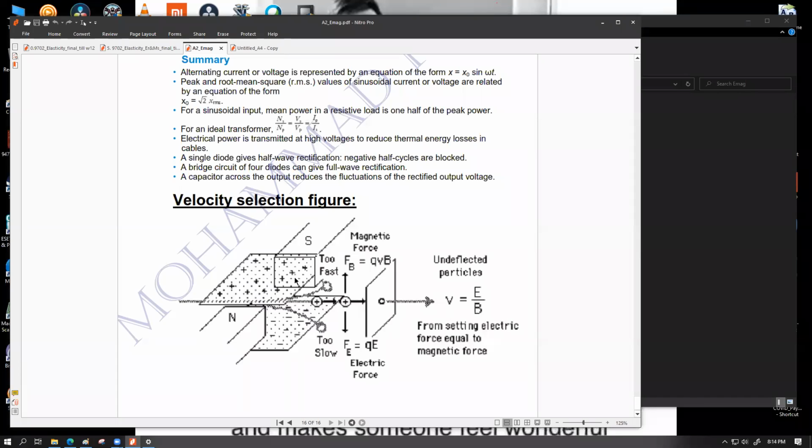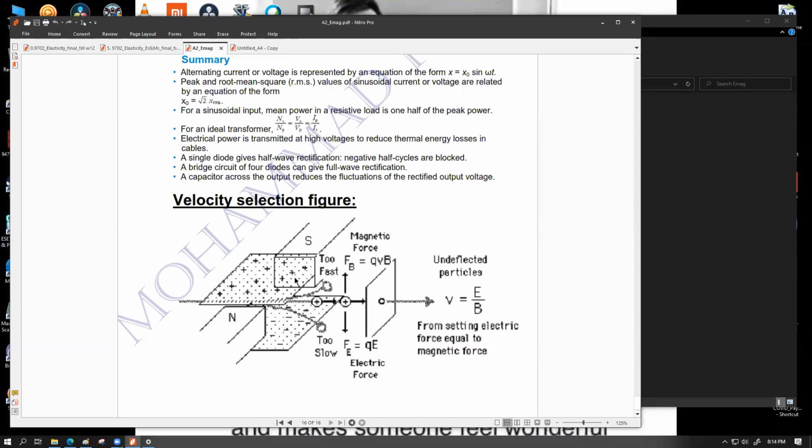If the speed is exactly the value of E by B ratio, then it will pass undeflected, because the two forces will be perfectly cancelled out. If the speed is more than that, the magnetic field force will become stronger, so it is going to bend under the effect of magnetic field force. If the speed is lower than the ratio calculated of E by B, then it will be bending towards the electric field force direction, so that it goes that way.